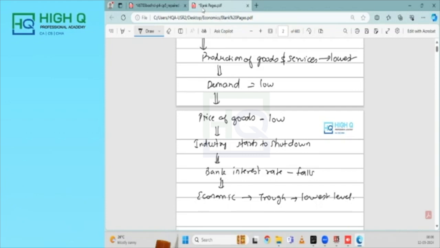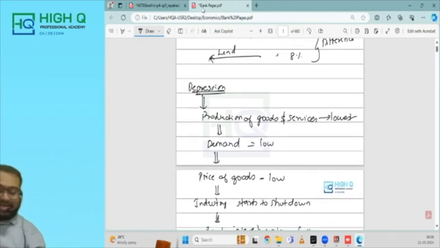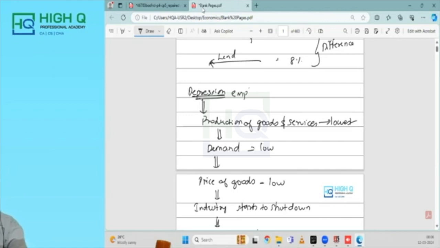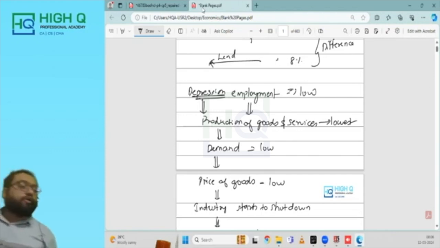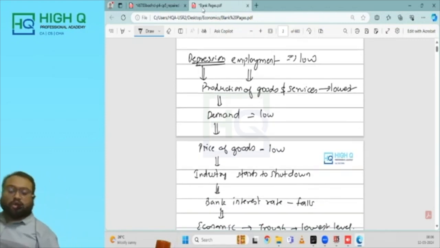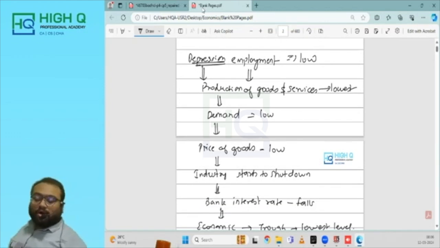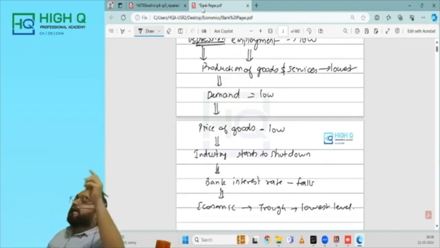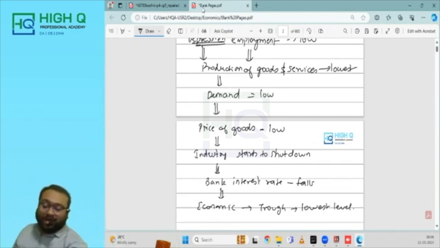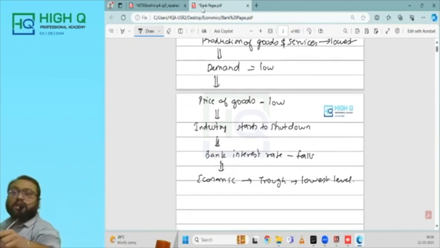Yes or no. Sir, at depression, employment will be low. Say yes or no. If employment is low, production of goods and services is low, demand is low, prices of goods are low, industry starts to shut down, bank rate falls, and the economy reaches the trough. Say yes or no. Which is the lowest point of economy?